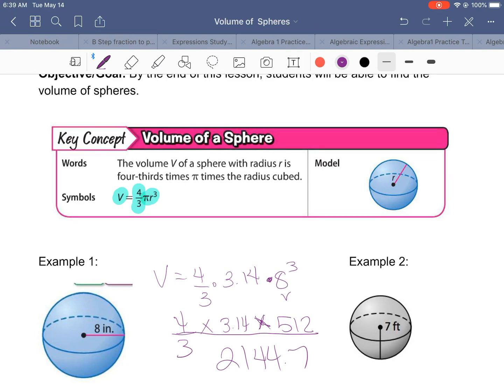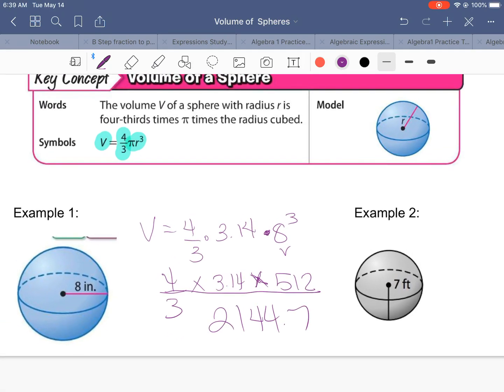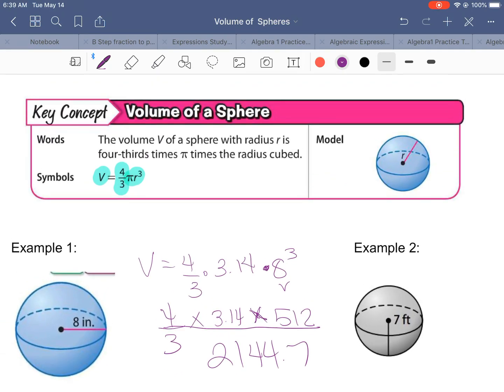All right, let's go ahead and go to another example. Let's do the basketball over here. Let me just pull up one other thing. All right, so we're going to go ahead and write our formula again. 4/3 times pi times 7 feet. Oh, I forgot to write my cubed. 7 to the 3rd power.